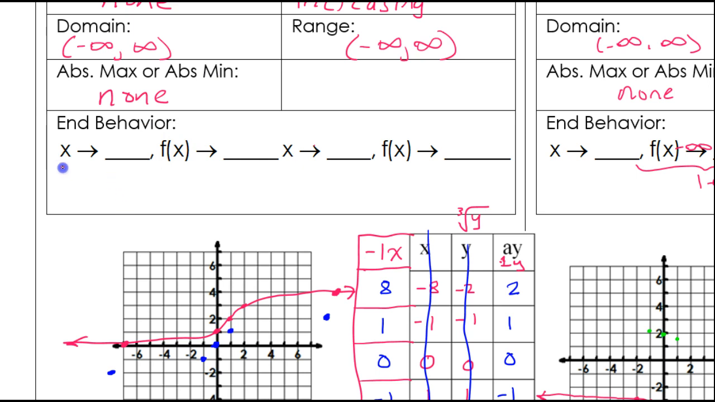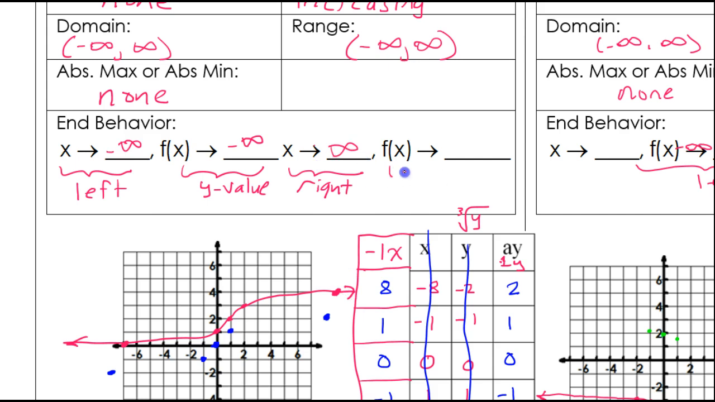End behavior. The first part of end behavior describes what happens as you go to the left, what happens to the y values. So as we go to the left, in other words, as x approaches negative infinity, the y values are going down. So f of x approaches negative infinity. As we go to the right, in other words, as x approaches positive infinity, the y values are going up. So positive infinity.